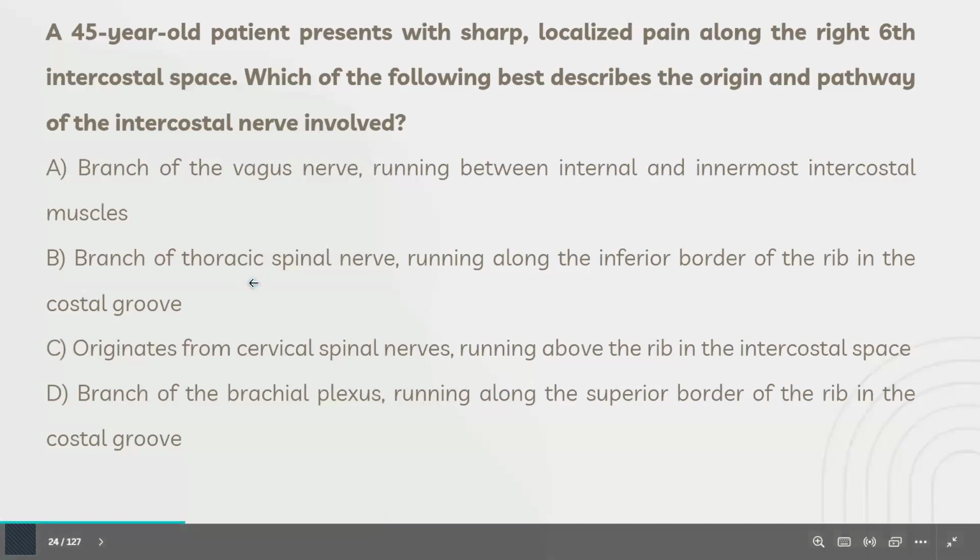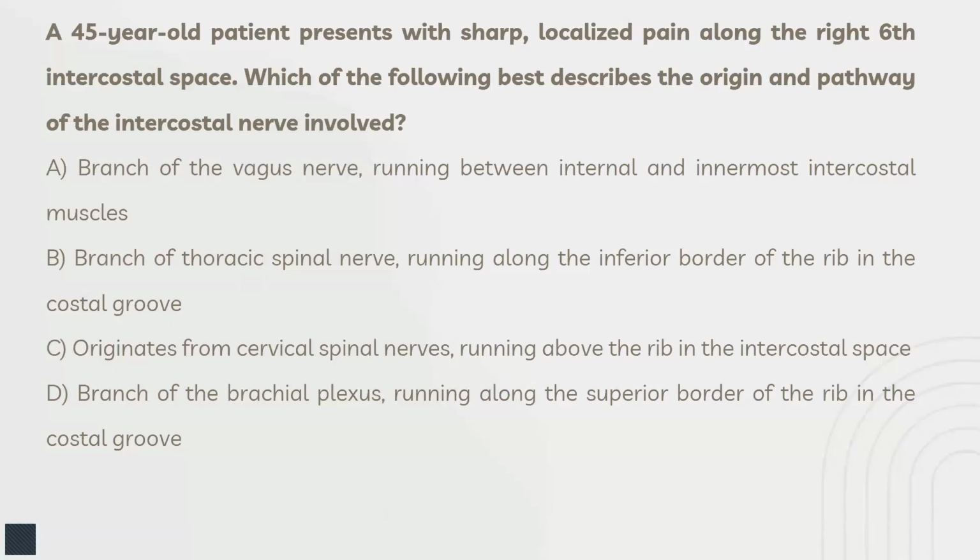Next question. A 45-year-old patient presents with sharp localized pain along the right sixth intercostal space. Which of the following best describes the origin and pathway of the intercostal nerve involved?